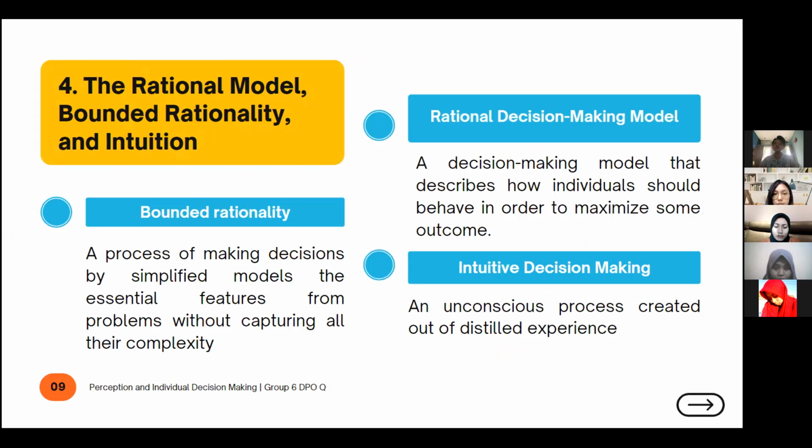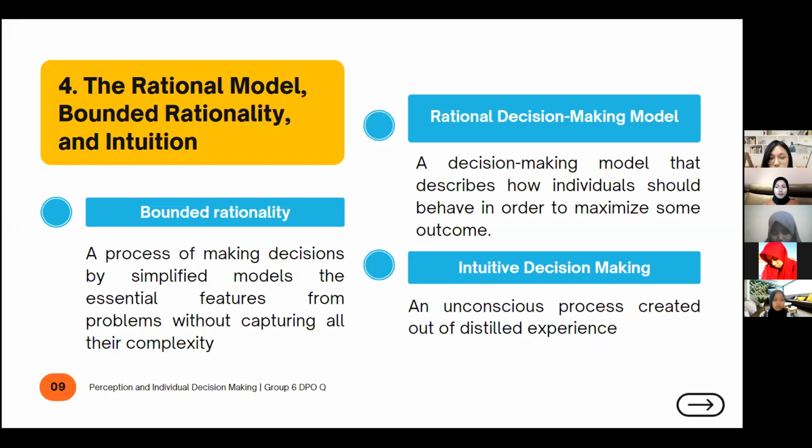The rational model, bounded rationality and intuition. First point, bounded rationality. Because the human mind cannot formulate and solve complex problems with full rationality, we operate within the confines of bounded rationality and construct simplified models that extract the essential features from problems without capturing all their complexity, and then behave rationally within the limits of the simple model.